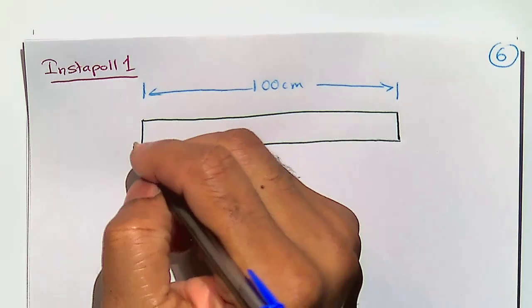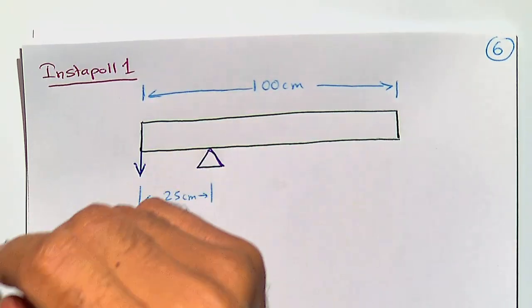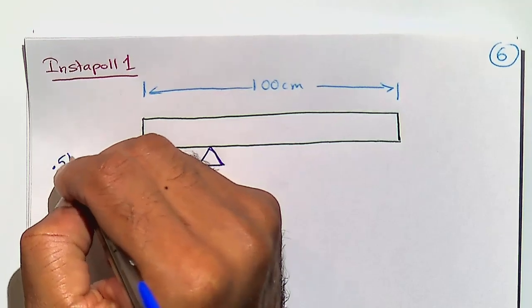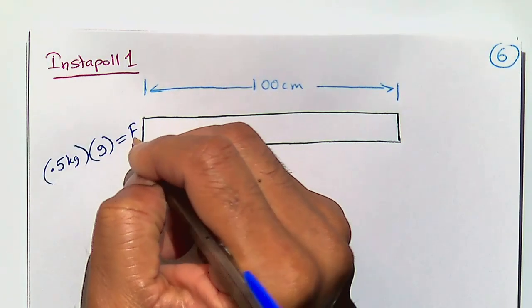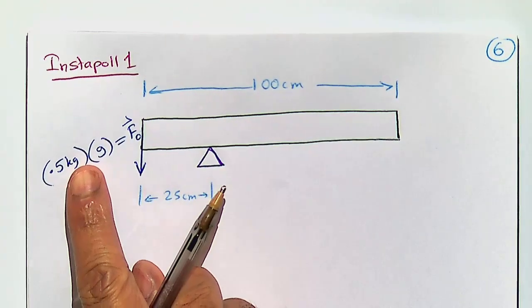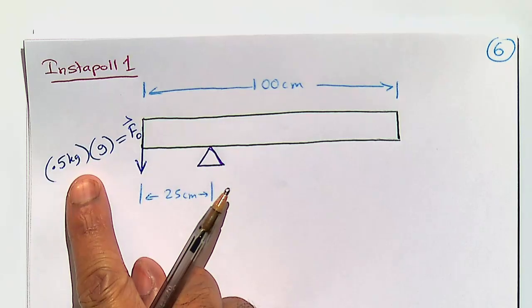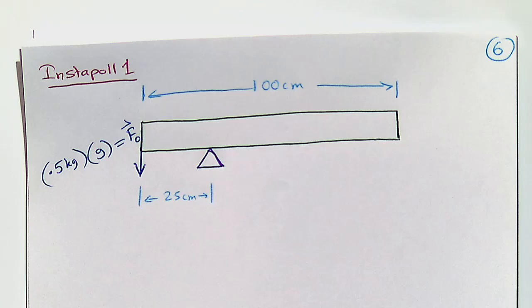So let's put that. So there's some object here, and we know that it is 0.5 kilograms, and then we can multiply by g to get this force. How do we get that? It's the weight of the object. So 0.5 kilograms times g will give us that force. And the stick is balanced horizontally, okay? And it's asking for the mass of the meter stick.